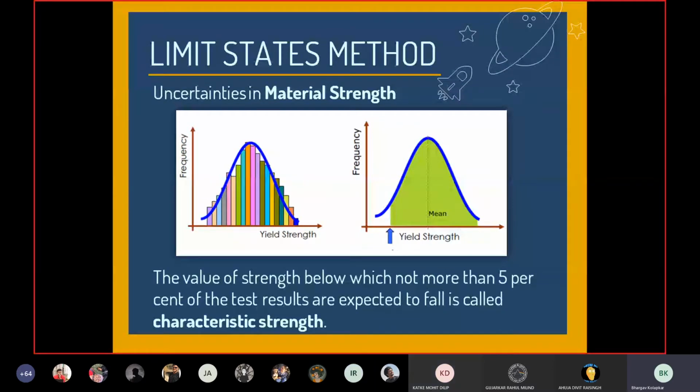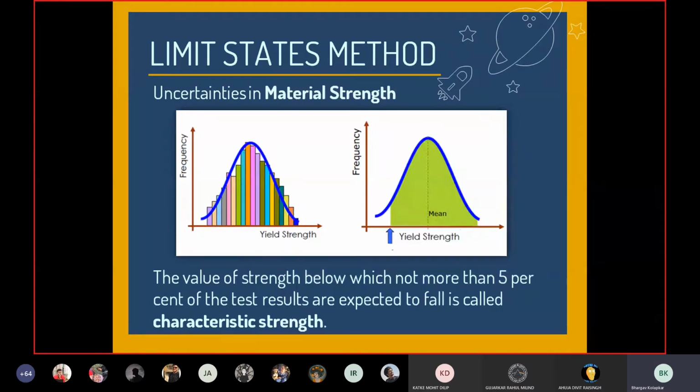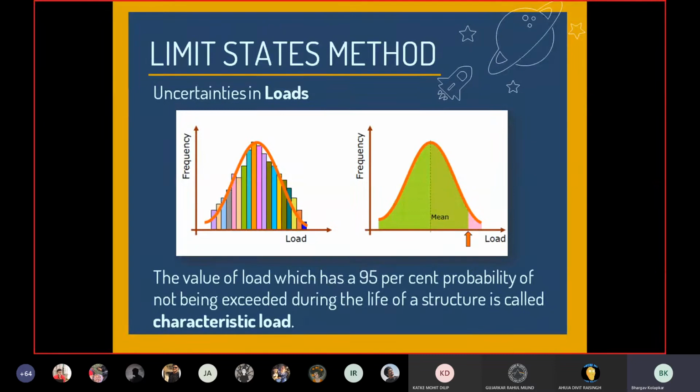So this is what is characteristic strength. If you don't understand, ask questions. Maybe go through the presentation and later ask questions. No problem. Now, so this was about capacity. Okay, strength is capacity. Then we talk about loads, which is the demand.